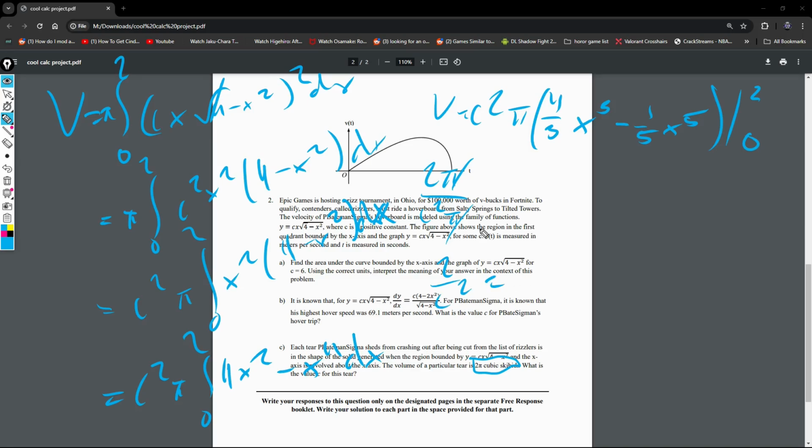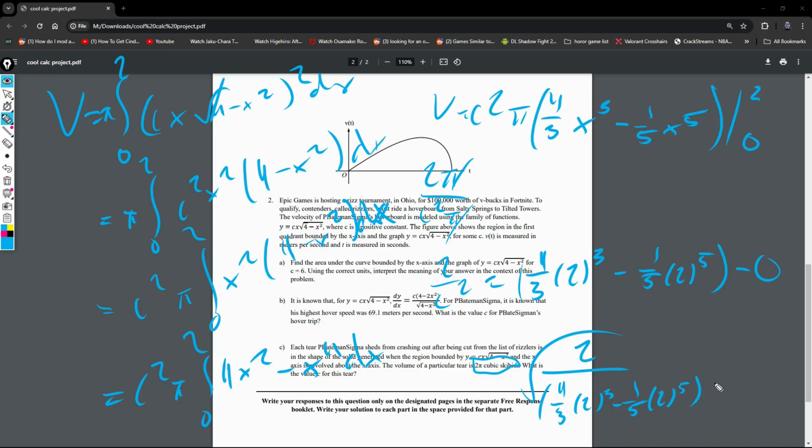2 over c squared equals, plug in 2, plug in 0. 4 thirds times 2 cubed minus 1/5 times x to the 5th, where x is 2, minus 0. So then you would swap this: swap c, and you would swap all of that. I'm not simplifying that. You shouldn't either. 2 to the 5th equals c. And that is your final answer.